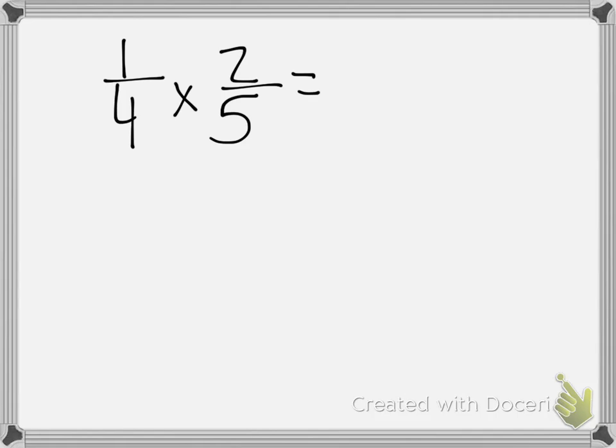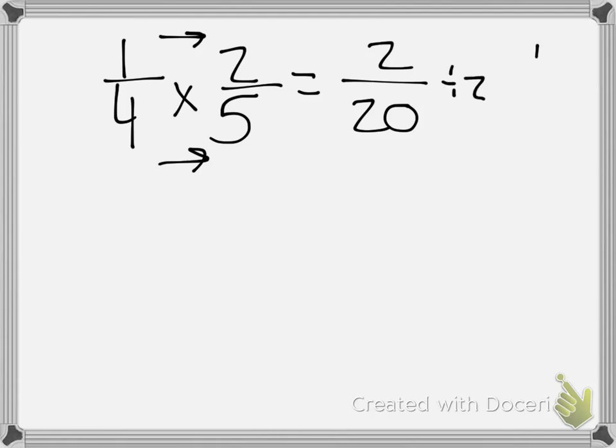When you're multiplying, you don't need a common denominator in order to multiply. So you multiply straight across, and you're going to get your new fraction. 1 times 2 gives me 2. 4 times 5 gives me 20. Now, this can be simplified by dividing each by 2, and I get 1/10.